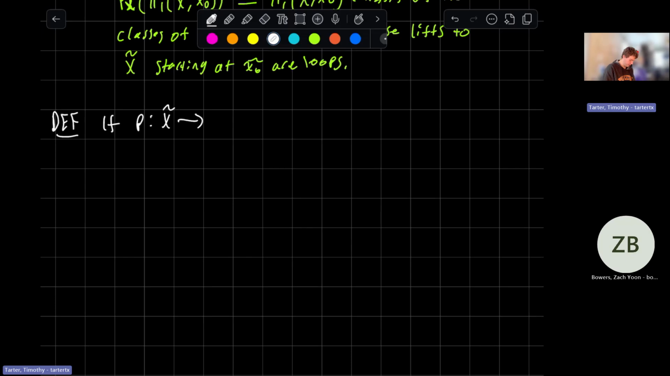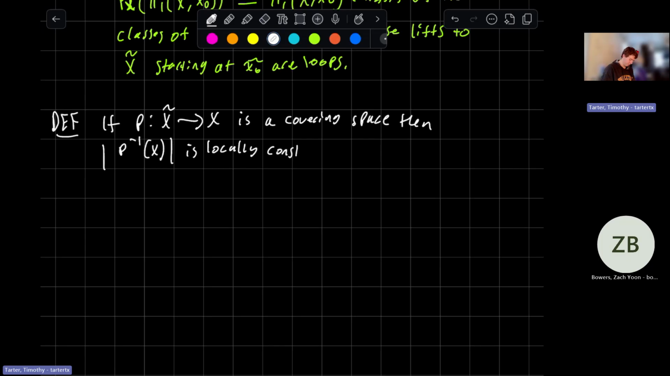If P is a covering space, then the cardinality of P inverse of x is locally constant over big X. Well, I guess I'll rewrite this to clarify that that is a small x.